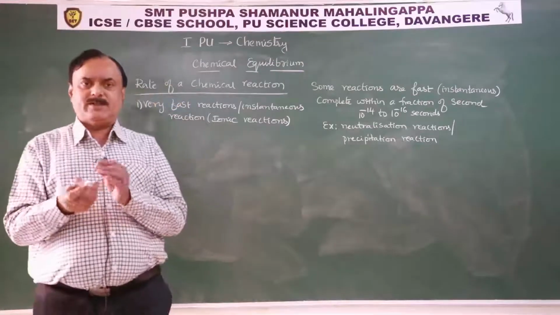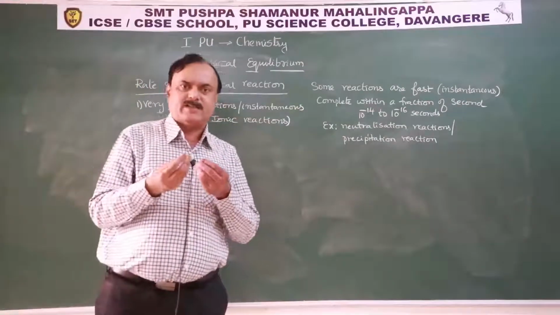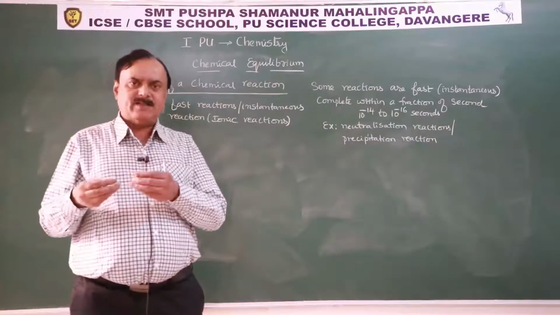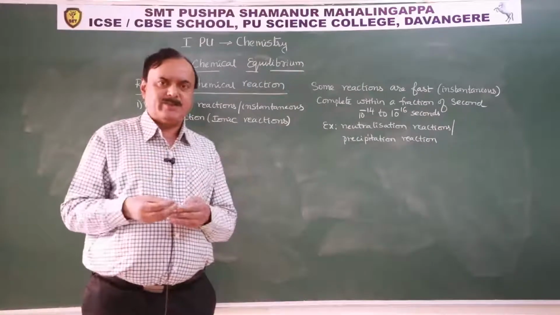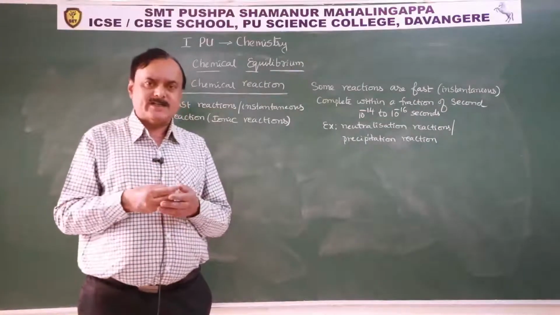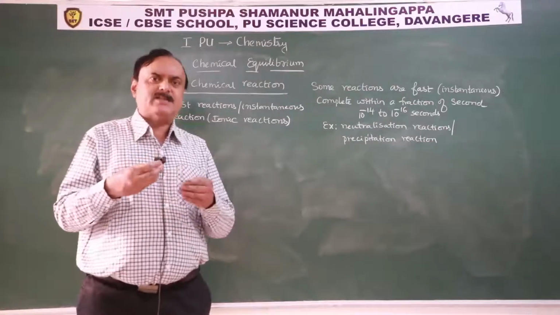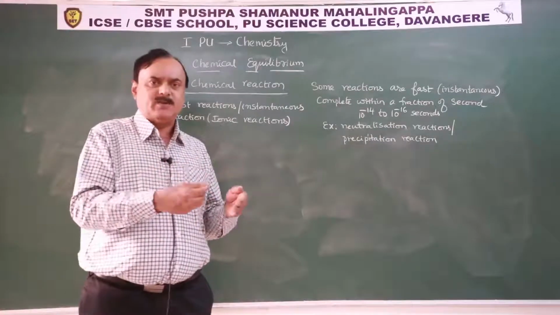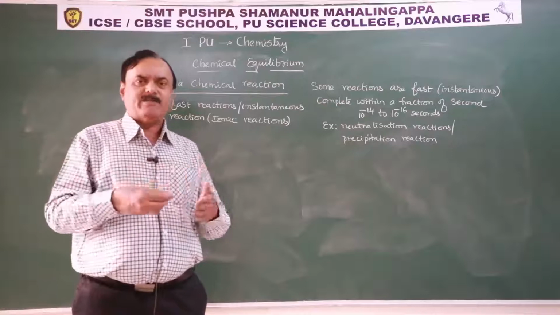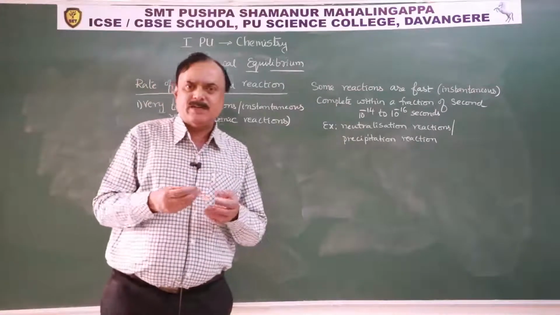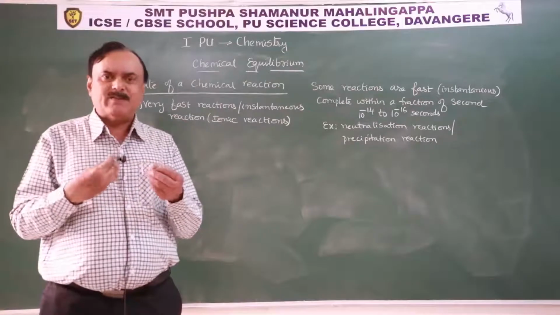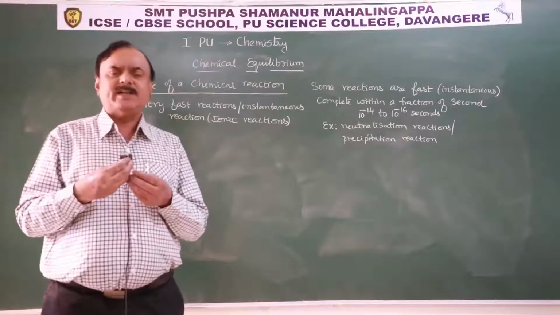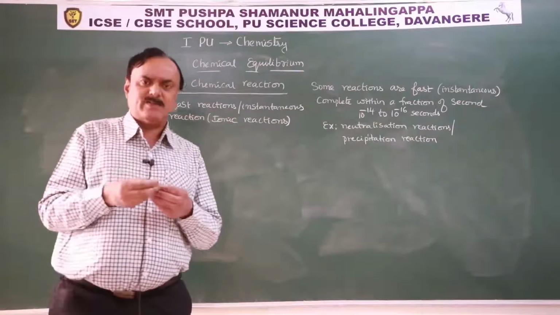For example, the reaction between sodium hydroxide and hydrochloric acid completes within a fraction of a second. The reaction between silver nitrate and potassium chloride, sodium chloride or hydrochloric acid also seems to be very fast, because precipitates are formed when barium chloride reacts with dilute sulfuric acid solution, or when silver nitrate reacts with potassium chloride solution. The precipitate forms within a fraction of a second, and these types of reactions are called instantaneous chemical reactions or very fast chemical reactions.